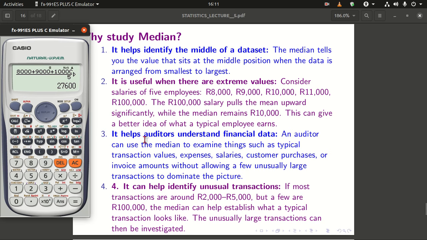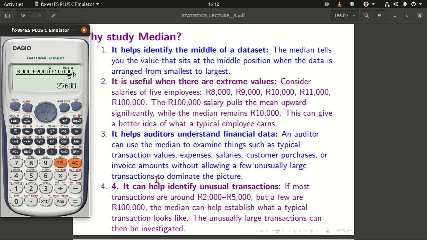And then the median helps auditors understand financial data. An auditor can use the median to examine things such as typical transaction values, expenses, salaries, customers' purchases, or invoice amounts without allowing a few unusual large or too small transactions to dominate the picture. So the median puts more balance into our understanding, because if we're using the mean alone, what if we have a too large value here? We're not going to get a correct or clear picture of what is happening.